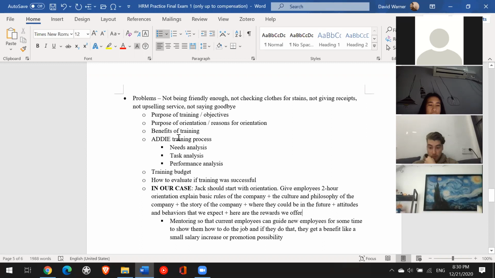Mentoring is totally fine, but I think you would need to explain that Jack needs to do a needs analysis, a task analysis, a performance analysis. But again, you can't just throw those words out. You have to really explain what you mean by that.